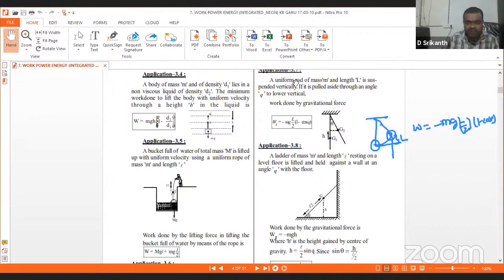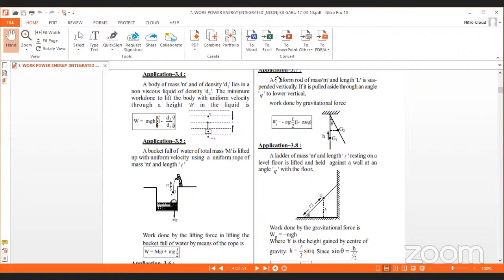Okay, next, a ladder of mass m and length L.